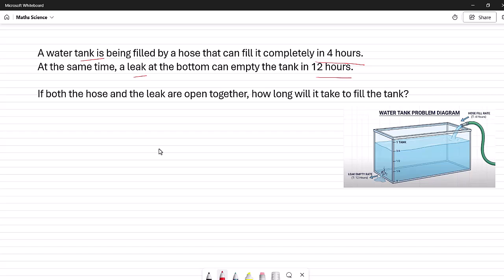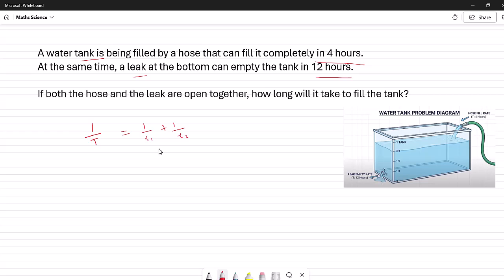So the question is, if both the hose and the leak are open together, how long will it take to fill the tank? So if we have this tank and then it's being emptied by this leak and then it's being filled by this hose, okay, and they are both working together. So remember the formula for work-related problems where two or three things are working together or against each other is 1 over t, where t is the total time taken, equals 1 over t1 plus 1 over t2, okay, and then you can add on.